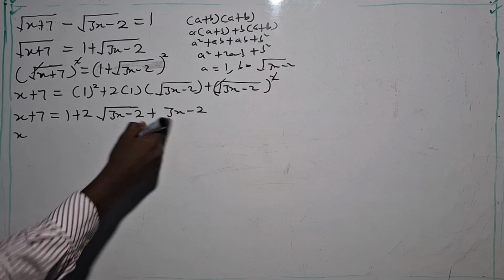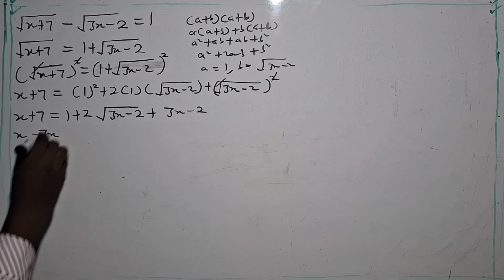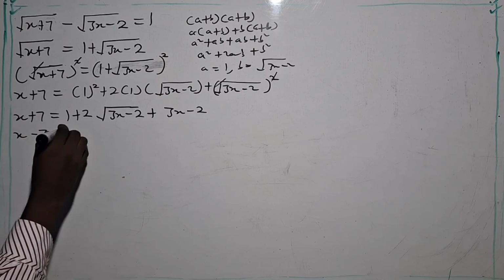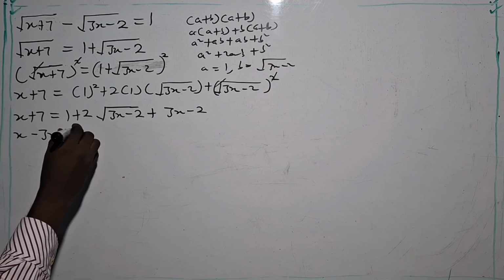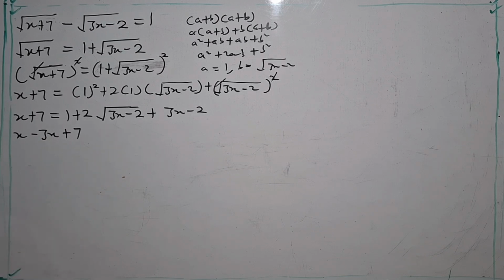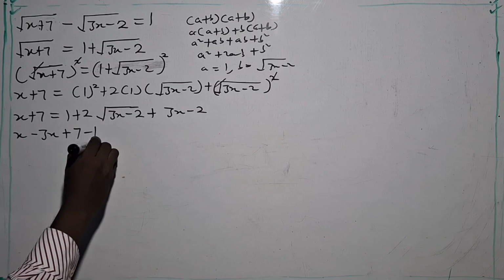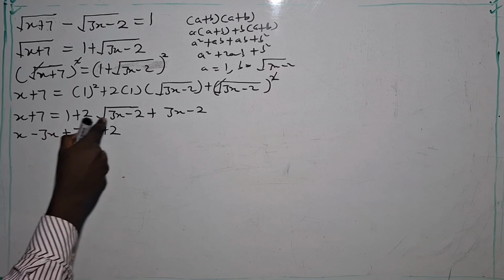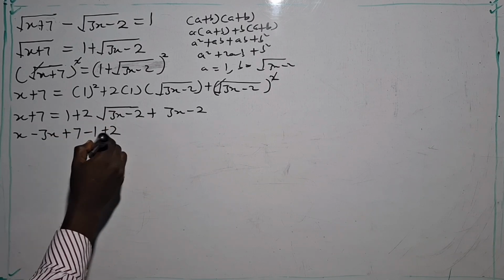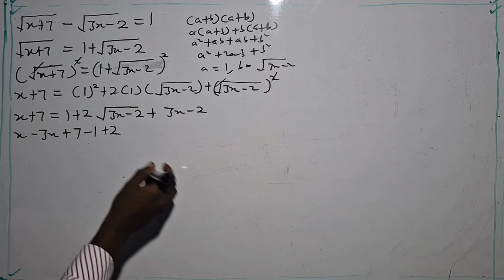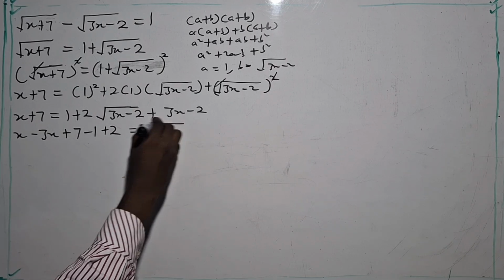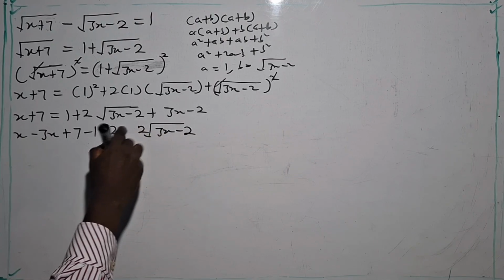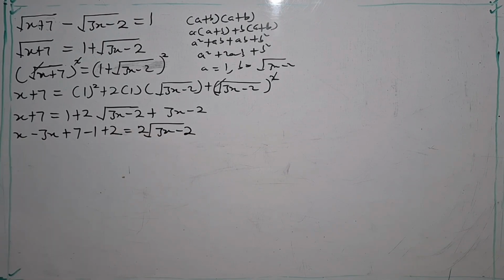So here will give us x minus 3x plus 7 minus 1 plus 2. Yes. So they are 8. And you bring this one here, then you keep the other one here is equal to 2 times the square root of 3x minus 2, so x minus 3x.